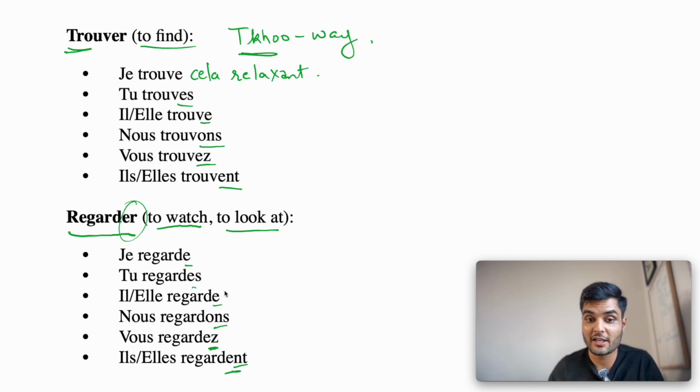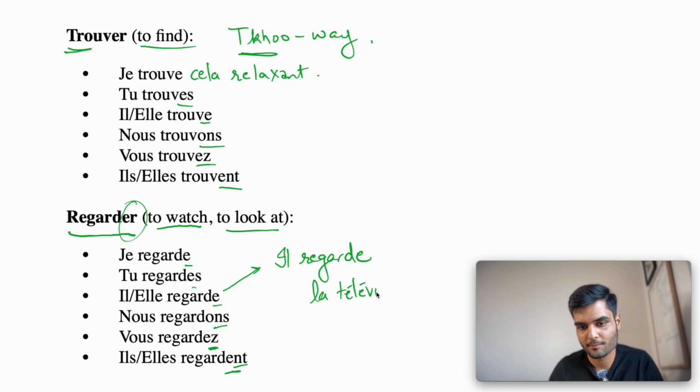Now if I want to say he is watching TV, il regarde la télévision. He is watching TV. You know, he should be studying French, but instead he is watching TV, so that shouldn't happen. But anyway, il regarde la télévision.